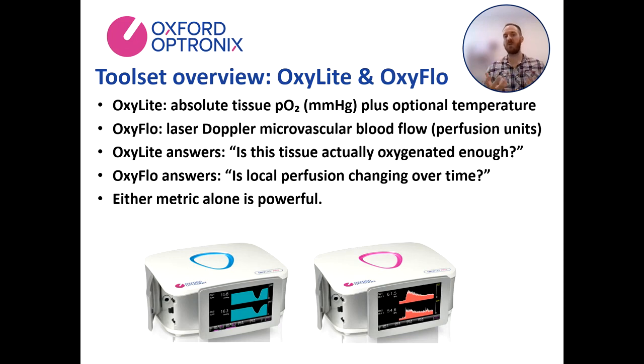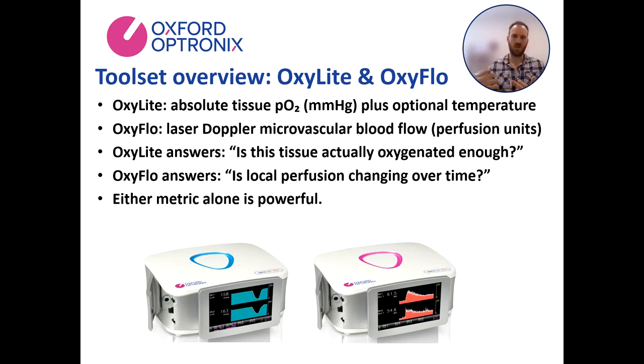So here's the Oxford Optronix systems I'd like to talk about today. This is our OxyLite and OxyFlo. The OxyLite, which is the blue system, gives you absolute tissue PO₂ in millimeters of mercury with optional temperature functionality. The practical questions it answers are things like, is this tissue actually oxygenated enough? And how does that change over time?